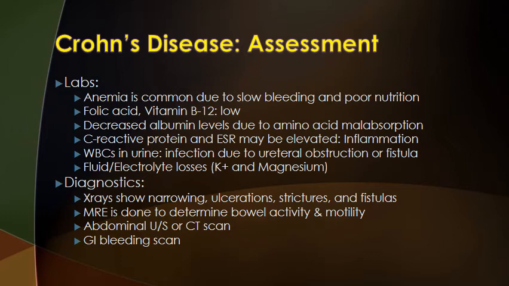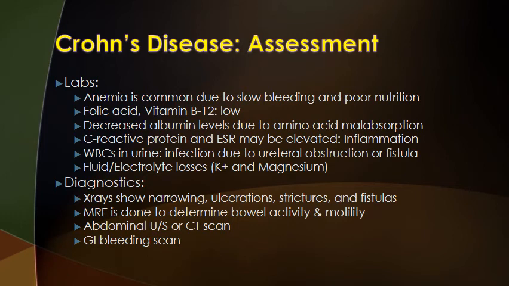The lab assessment, again, we're going to look for anemia. It's common due to slow bleeding and poor nutrition. Folic acid and vitamin B12 levels may be low. They may have decreased albumin levels due to amino acid malabsorption. And as in ulcerative colitis, the C-reactive protein and ESR may be elevated. They might get white blood cells in the urine, and that's due to infection due to ureteral obstruction or fistula. Fluid and electrolyte losses, specifically potassium and magnesium, can occur.